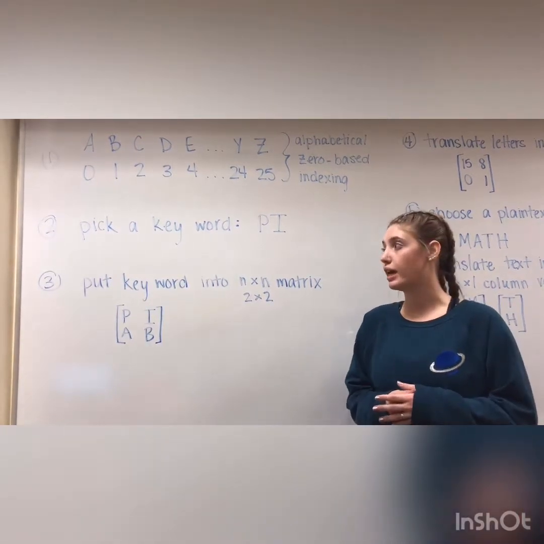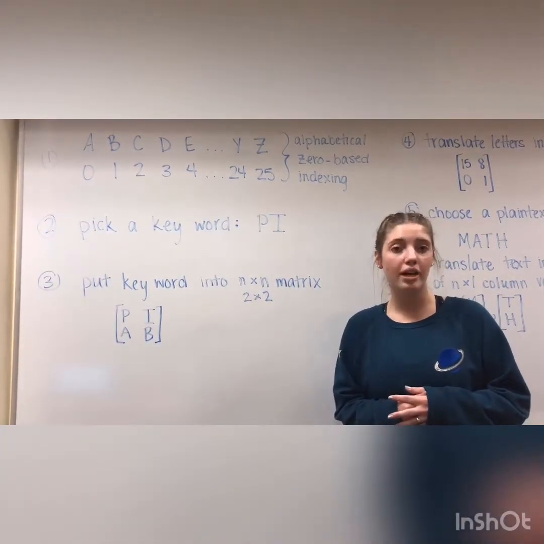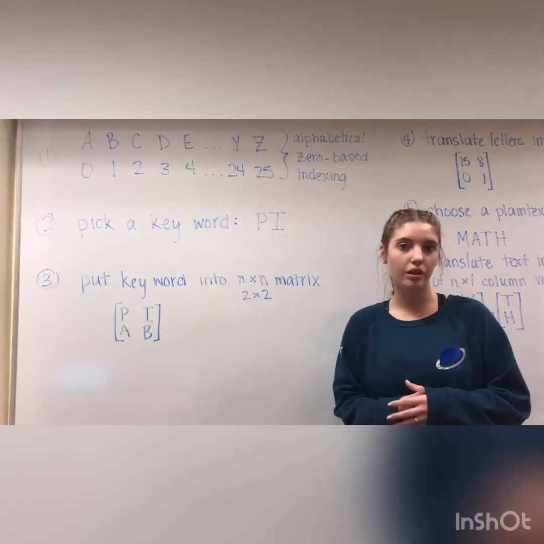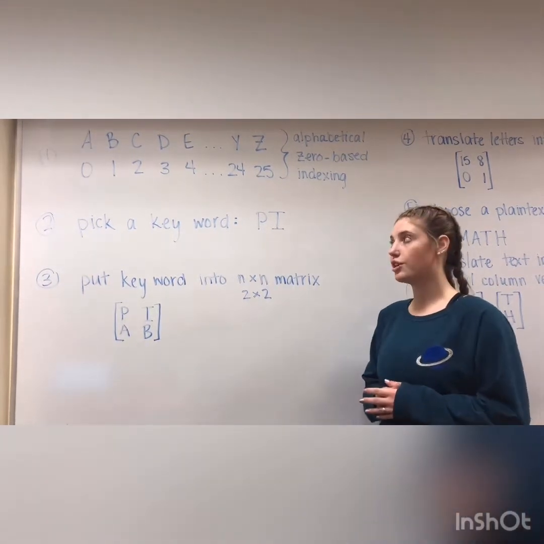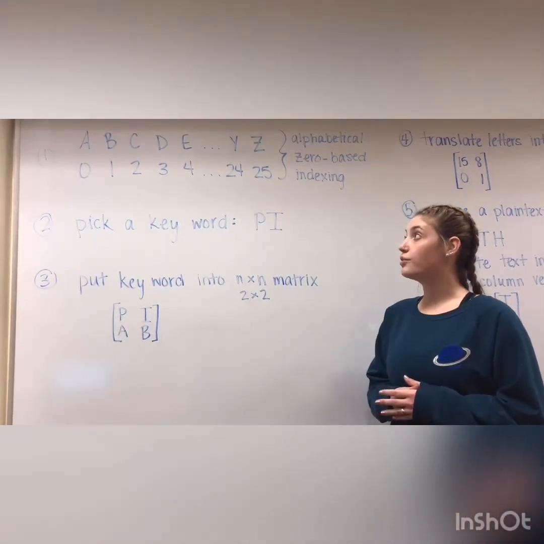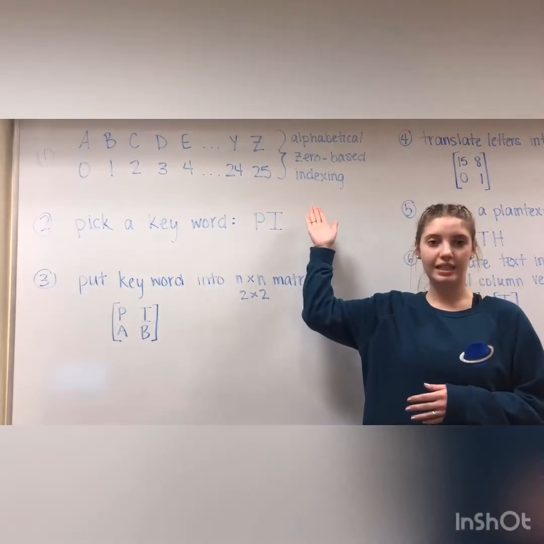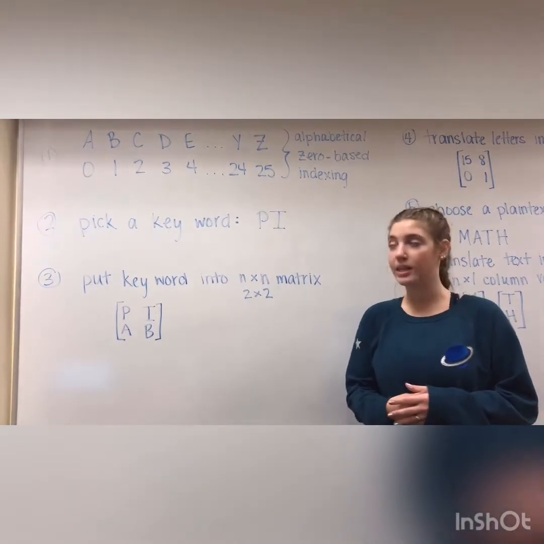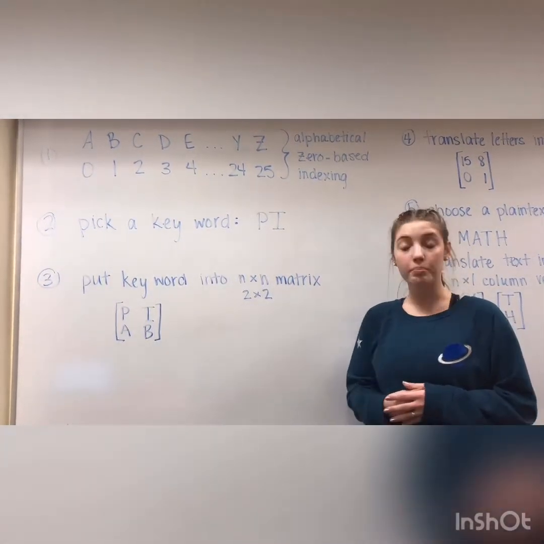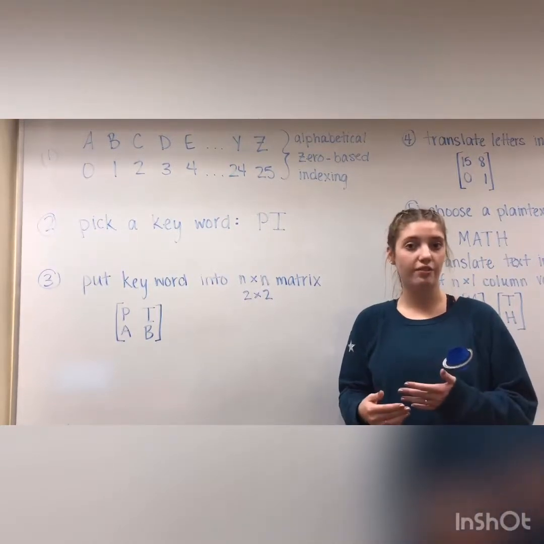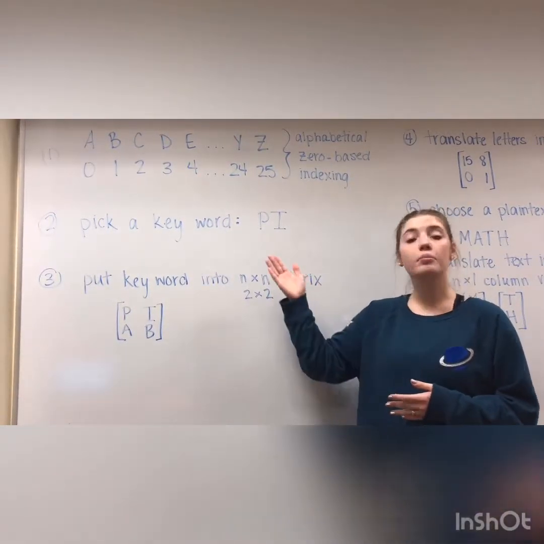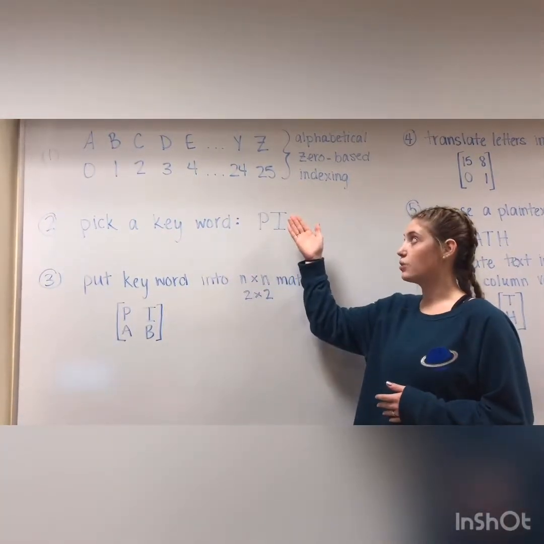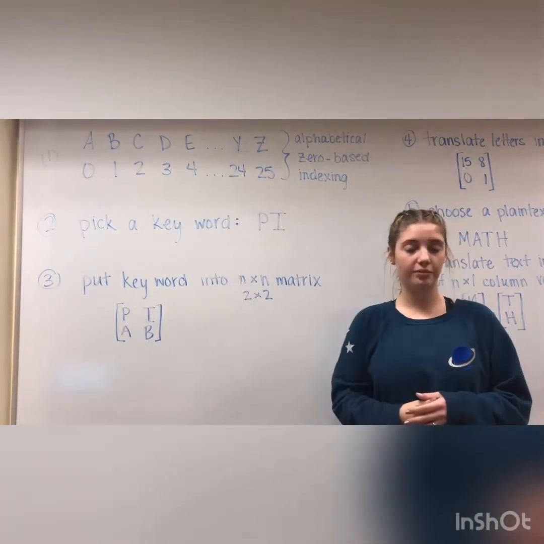For our example today, we're going to be using a 2x2 matrix in order to encode and decode our messages. So to start, the first step is you have to write out your alphabetical zero-based indexing. This means that each letter starting from A all the way to Z must be paired with a number starting from 0 to 25. So A goes to 0, B goes to 1, C goes to 2, all the way down until Y is at 24 and Z goes to 25.